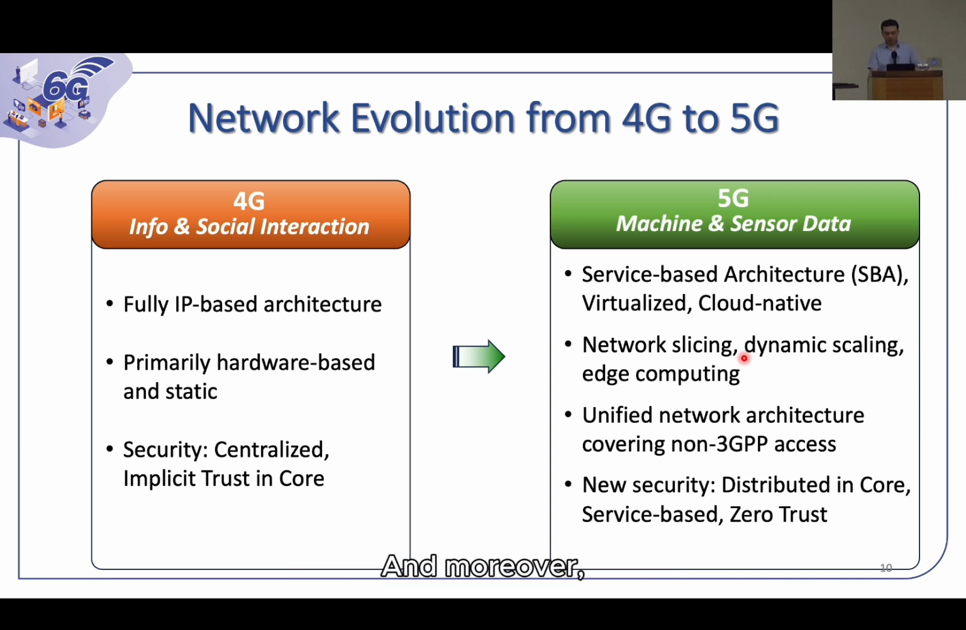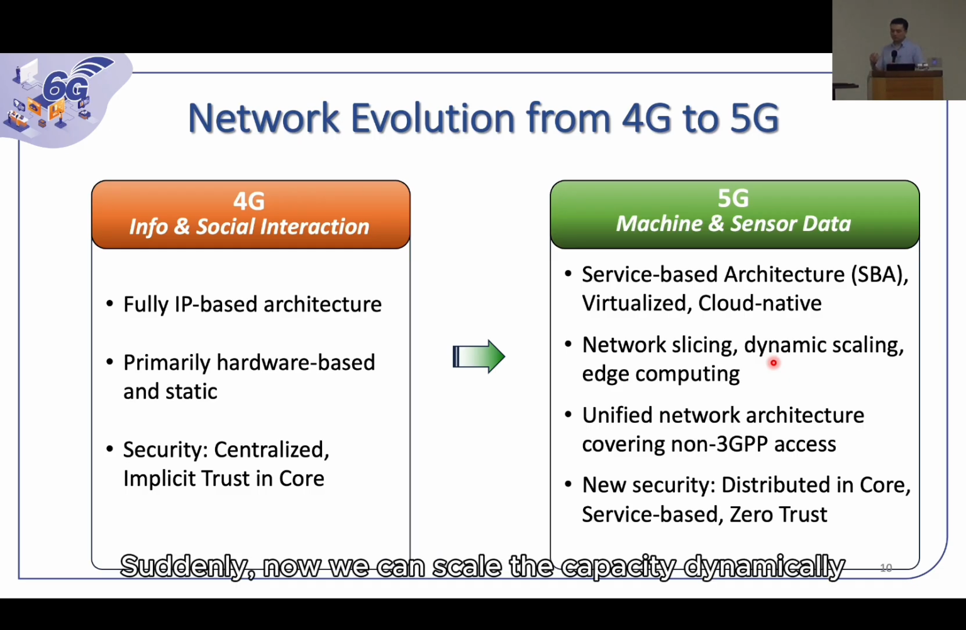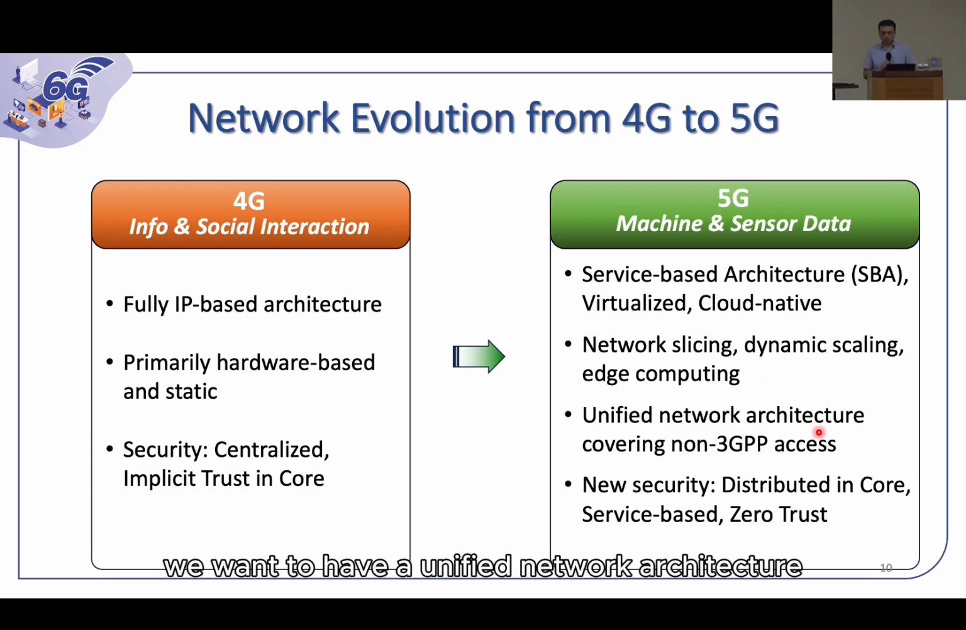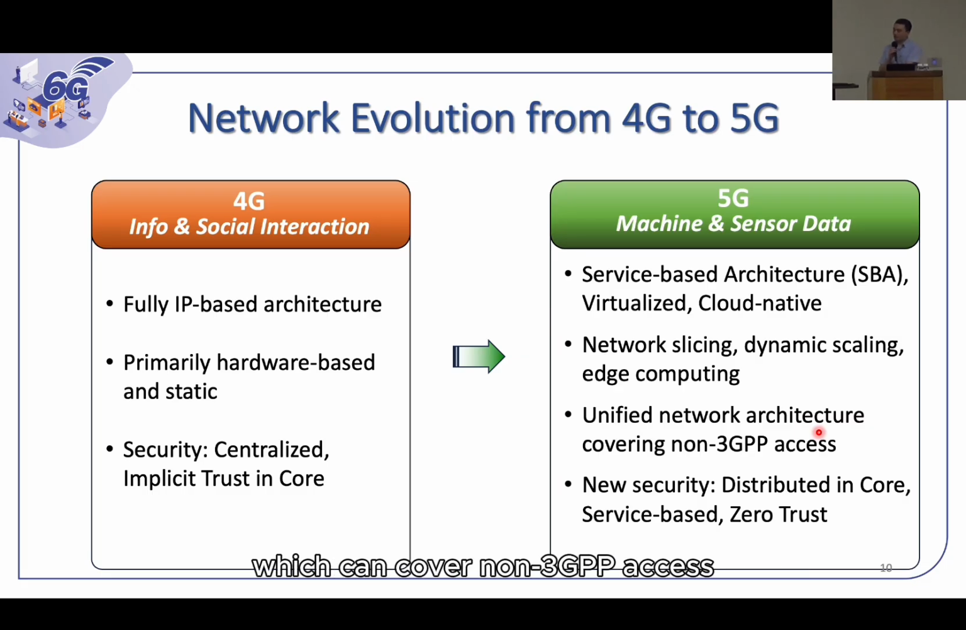And moreover, we want to have the dynamic scaling. So once the traffic demands increase suddenly, then we can scale the capacity dynamically, and also the edge computing to achieve the low latency. Okay, and the third, we want to have the unified network architecture which can cover non-3GPP access, because in the 5G era, actually, the standard community is quite ambitious.